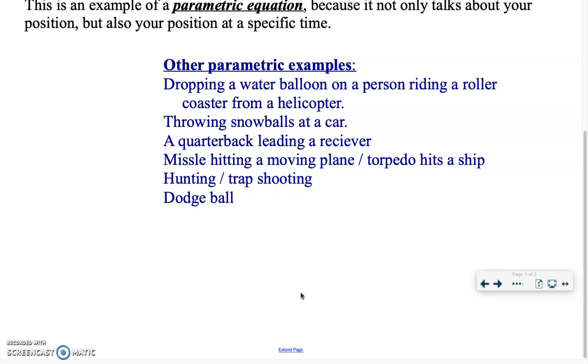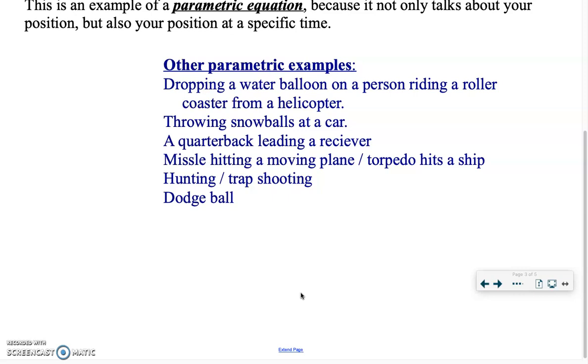Now a quarterback throwing to a receiver, okay? Quarterback's not going to throw to where the guy is. He's going to throw to where he's going to be. Again, if he's running to a spot, they got to be on the same page. The quarterback has to know, okay, how fast is this guy? When is he going to be there? I'm going to throw it precisely here, and the timing should work out. Okay, so again, keyword being timing when we talk about these parametric equations.